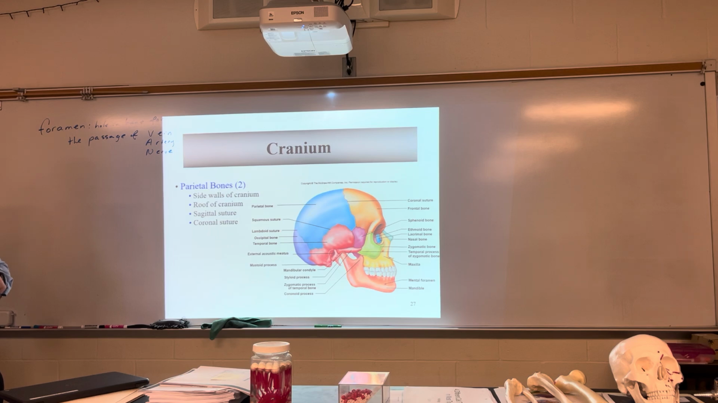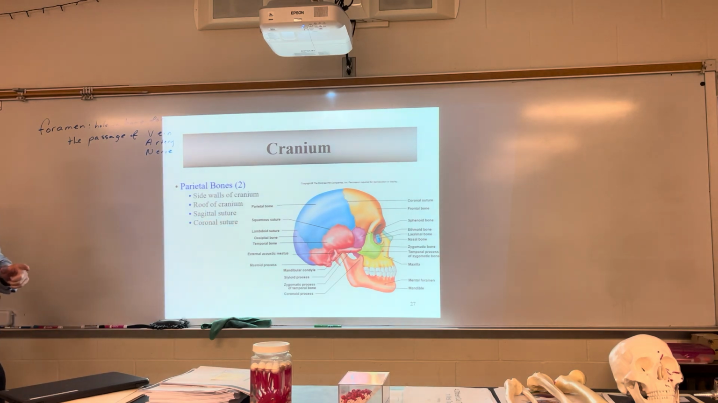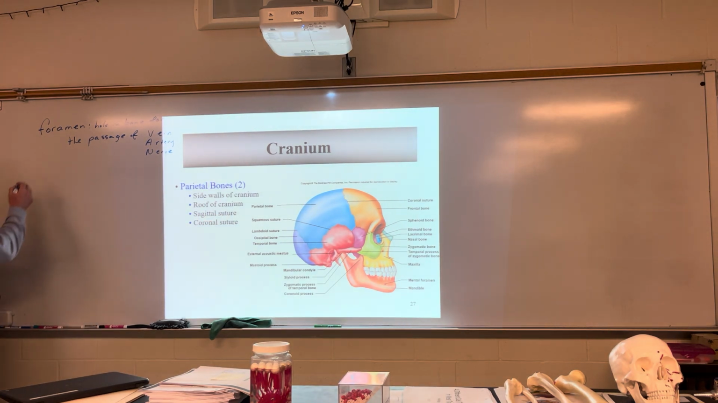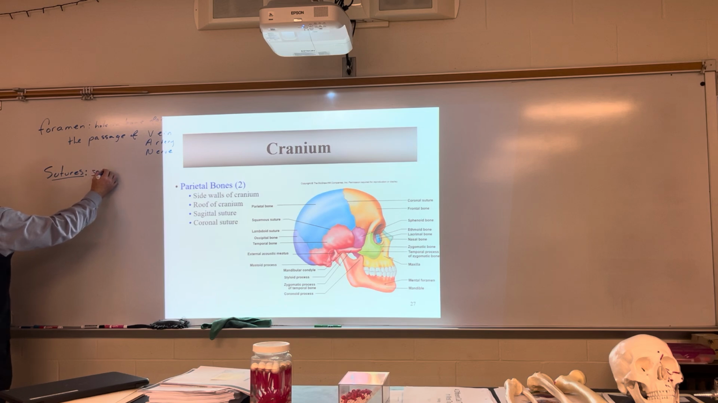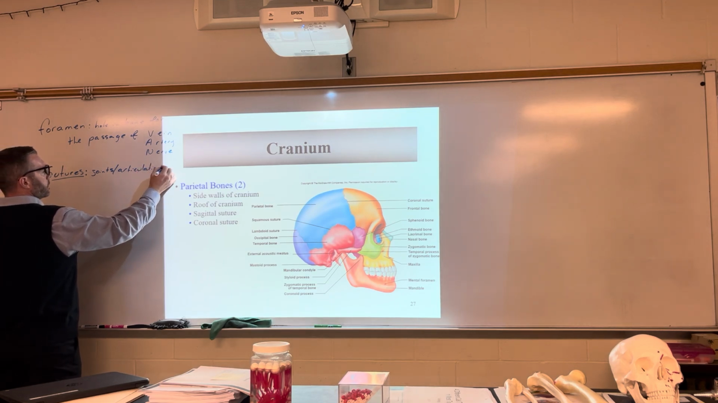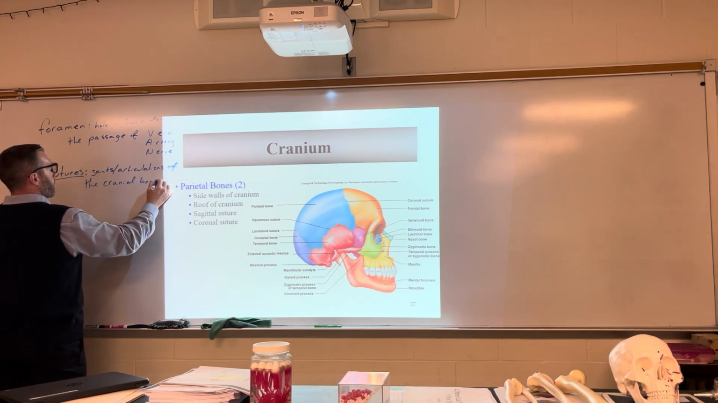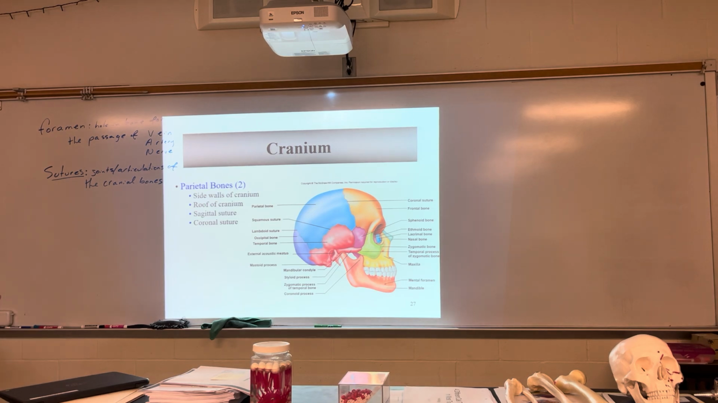Now, when we come to the parietal bones, we get to these things called sutures. Sutures are cranial joints. I'm going to write this down. Sutures. So these are joints or articulations of the cranial bones. Okay. Now, there are many different sutures throughout the skull, but we are going to focus on four major sutures. These four major sutures actually surround the parietal bones. The first suture we're going to look at is called the sagittal suture.